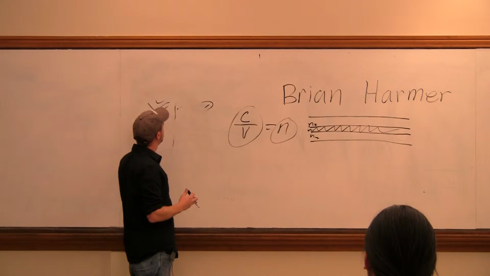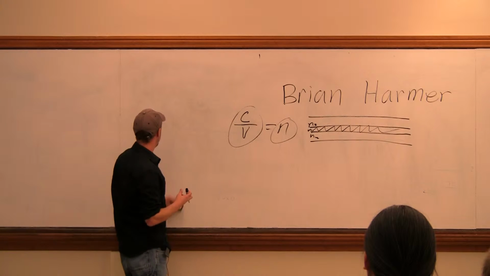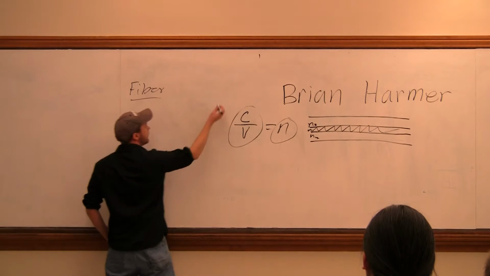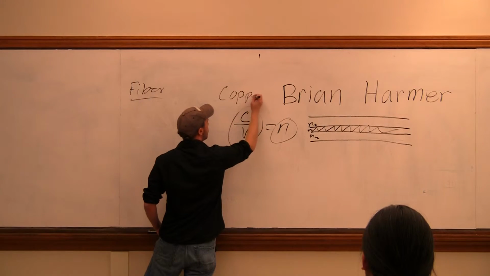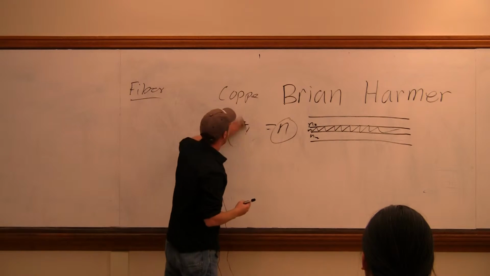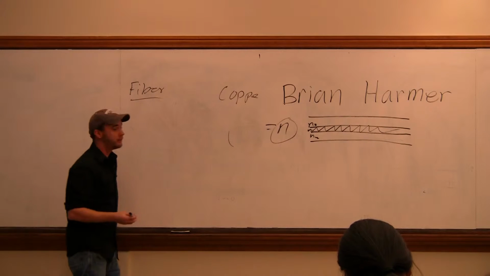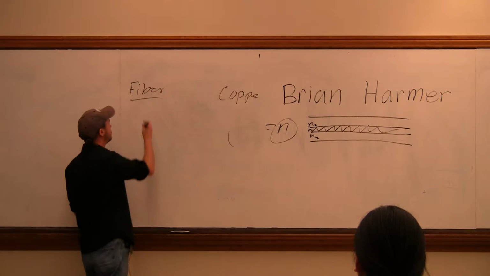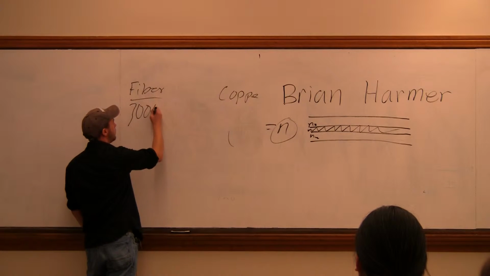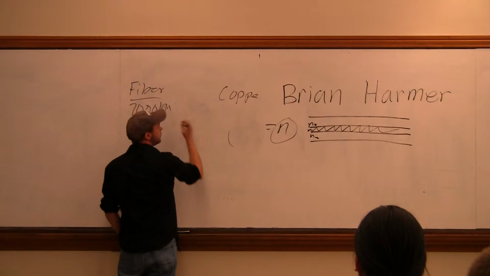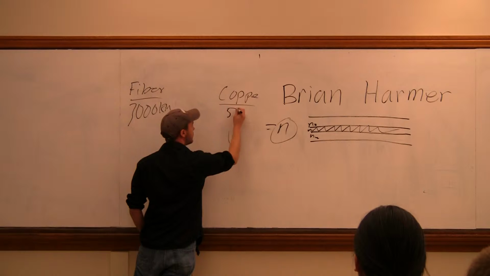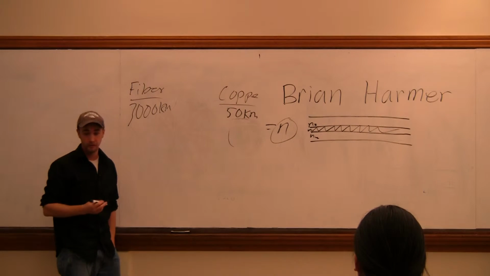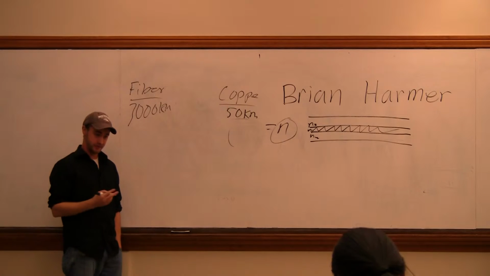So some advantages of fiber versus copper. With fiber, you can lay a cable down for 2,000 to 3,000 kilometers before you need a repeater station for the signal. Whereas with copper, and microwave systems as well, you can go 50 kilometers before you need a repeater station. And remember, repeater stations cost a lot of money.